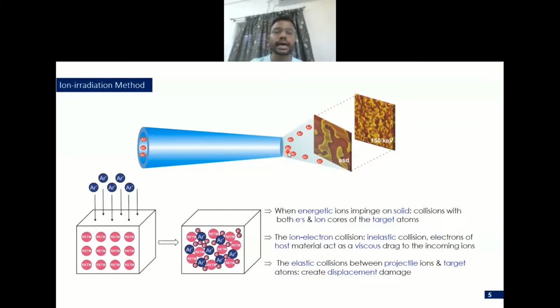What happens when you add this argon or the ions to the host material? If you see the ions, there is interaction between the electrons and host atoms, and of course the ion flux, there will be interaction among them. The ion and electron collision is basically inelastic collision. Due to that, it makes a dragging force. So in that way, the argon, that is the incoming ion flux, stops in the material. Another interaction, between the host material and the argon, is elastic in nature. So that makes a displacement in the host atoms.